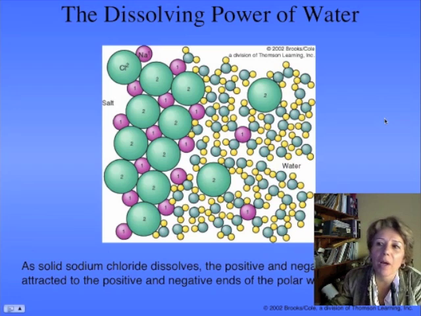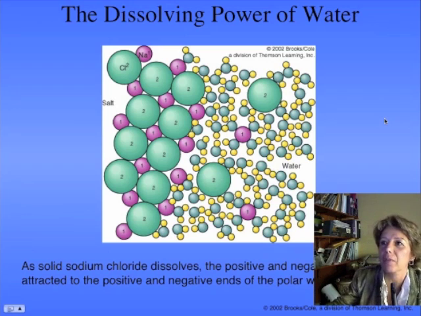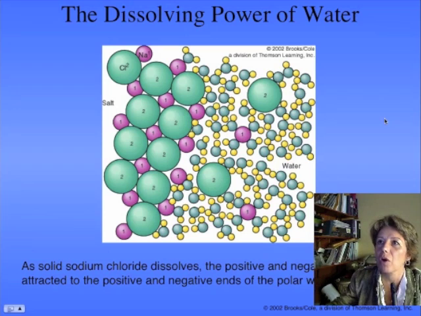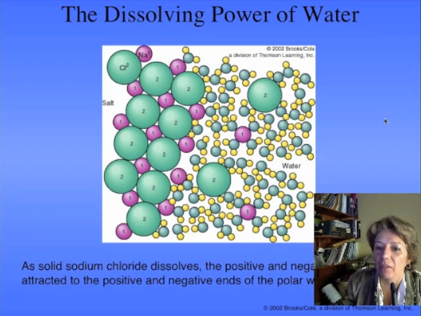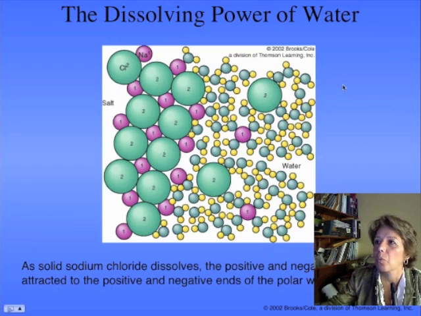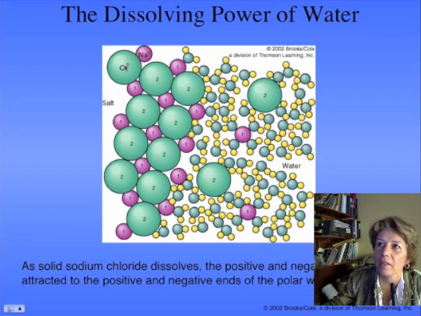Okay, so what else about water? We've looked at the high heat capacity of water, and now we're going to look at the fact that water dissolves salt. So why does water dissolve salt so well? Well, because it's a polar molecule. It has positive and negative sides. The hydrogen side is attracted to the negative chloride ion, and the negative side, the oxygen side, is attracted to the positive sodium ion.